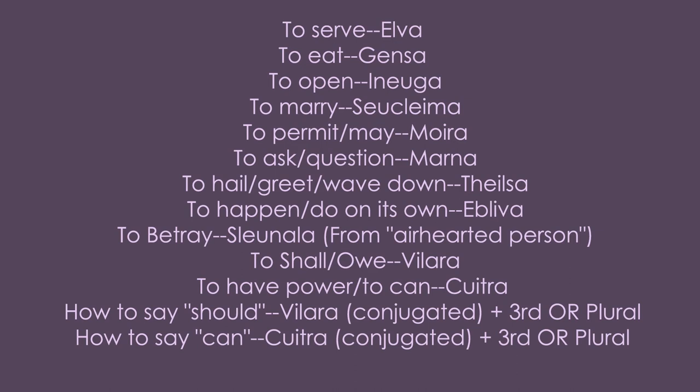To say to should, you say Vilara, but you conjugate it, plus the third person in the correct mood of the verb you are discussing. So if you want to say, I should betray, you would say, Villar Slunala. To say, I can betray you, you say Kutra and you conjugate it, and then you put the third person or the plural in the correct mood. So to say, I can betray you, you would say, Kutra Slunal.